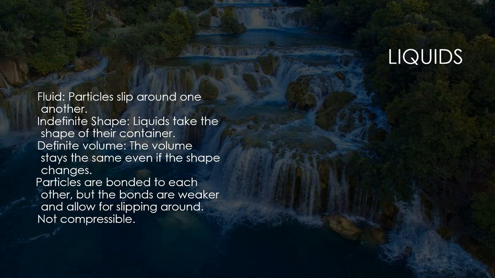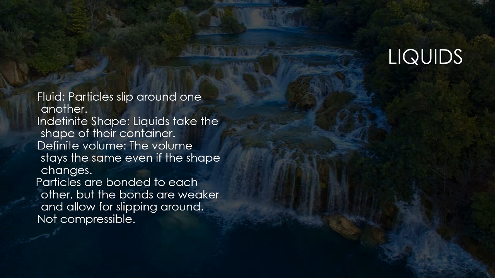Liquids, on the other hand, have particles that can slip around one another. While all the molecules and particles are still tightly packed together, they are able to slip around and slide around. They're not as tight as your solids are. So that gives liquids an indefinite shape. They're going to take the shape of whatever container they're in. In this case, they're taking the shape of a very awesome looking river flowing around the rocks. But if those rocks weren't there, it would take a different shape.